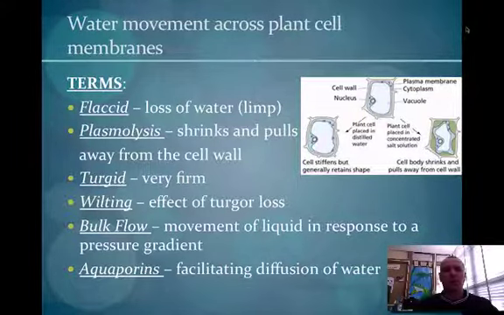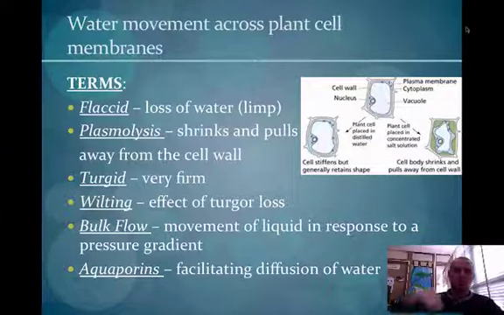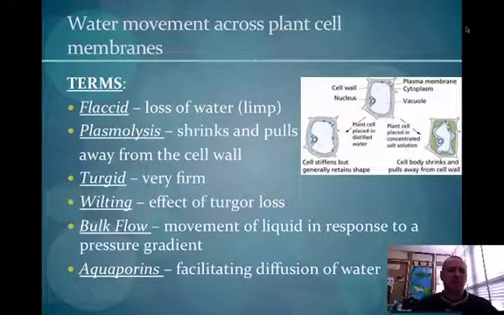And a thing called bulk flow. Bulk flow is the movement of liquid in response to a pressure gradient. And bulk flow is actually what moves the xylem sap, the material that's in the xylem, up the tree. And then we've talked about aquaporins before, and I thought that was a good place to put them again. Aquaporins are the pores in the plasma membrane which help osmosis to occur.